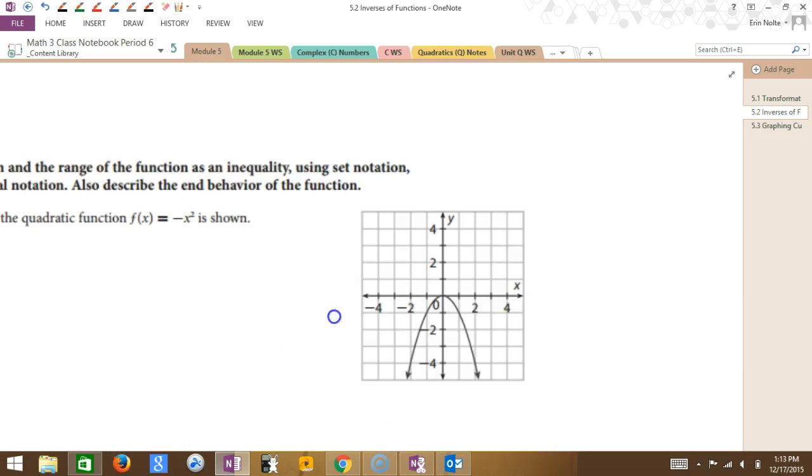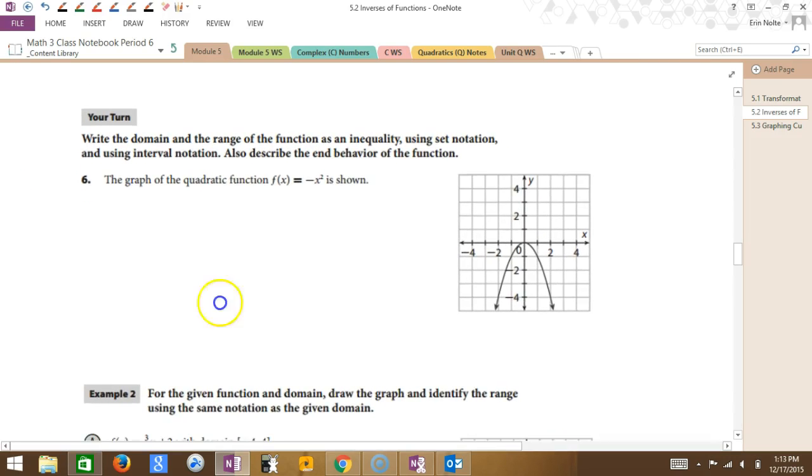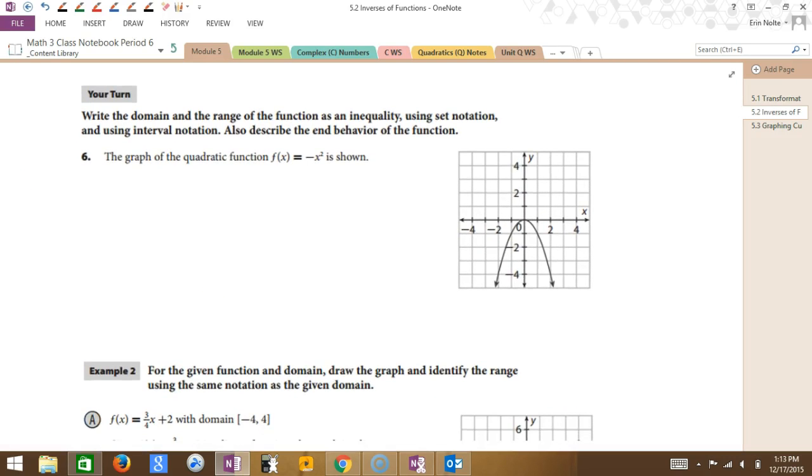Oh, quickly, let's find the domain of this parabola. Domain and range. Let's do the domain and range. Okay, so domain are the x values. How far to the left and how far to the right does this parabola go? Way far to the left and way far to the right, right? So what are those values? Okay, so this is how you would write it.